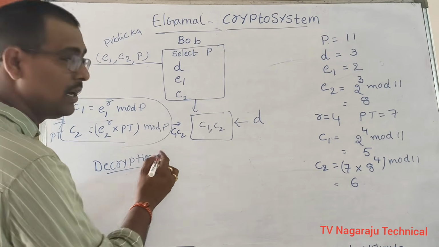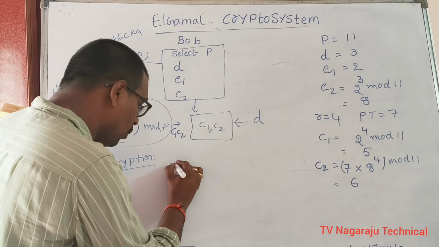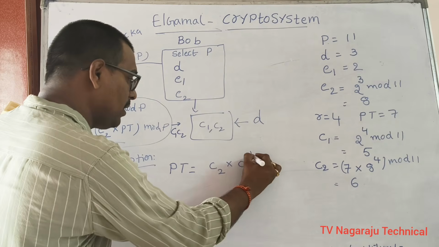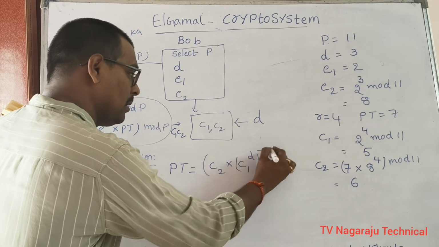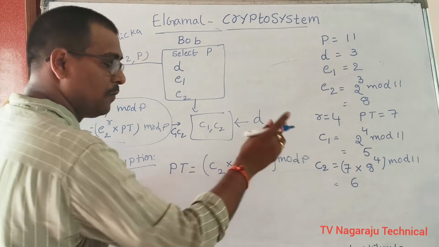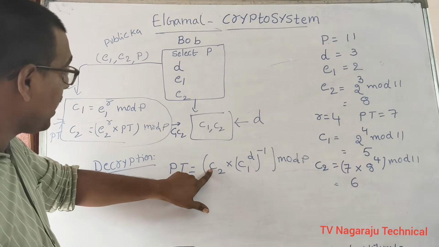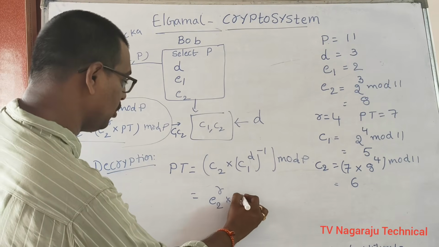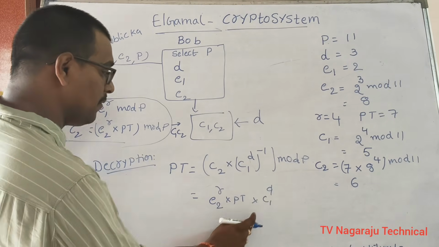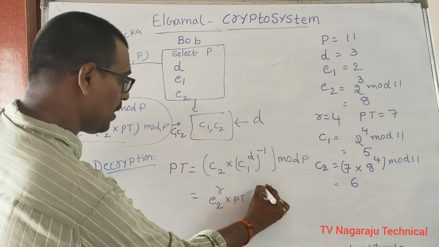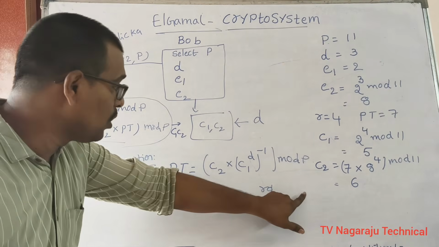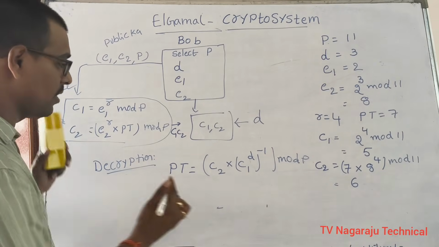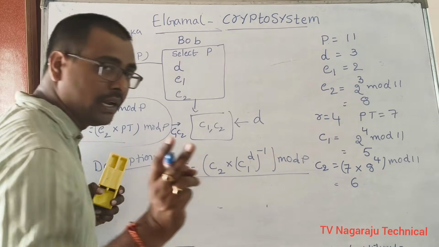What is the formula for decryption of the message? Simply we are getting the plain text as C2 into C1 power D minus 1 mod P. So don't confuse, it is very easy. What is C2 value? C2 is equal to E2 power R into PT, and C1 power D. What is C1? Again E1 power RD. If you are doing modulus calculations, everything is cancelled. Finally, plain text is available. This is the formula for generating the plain text.